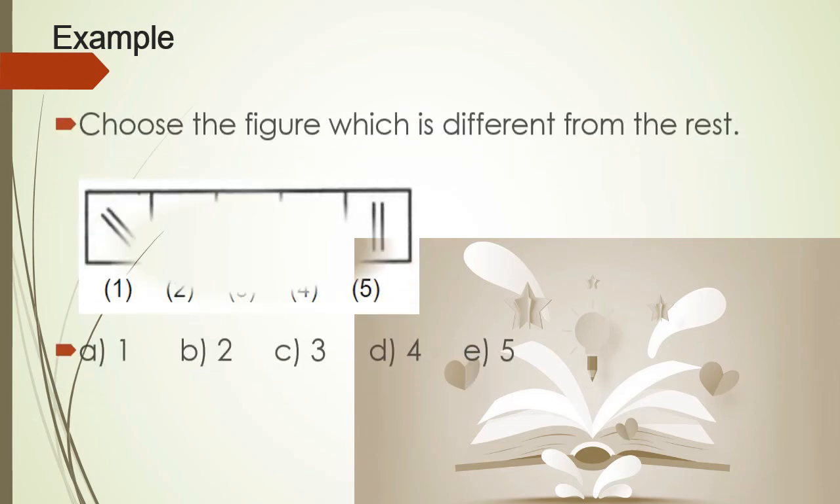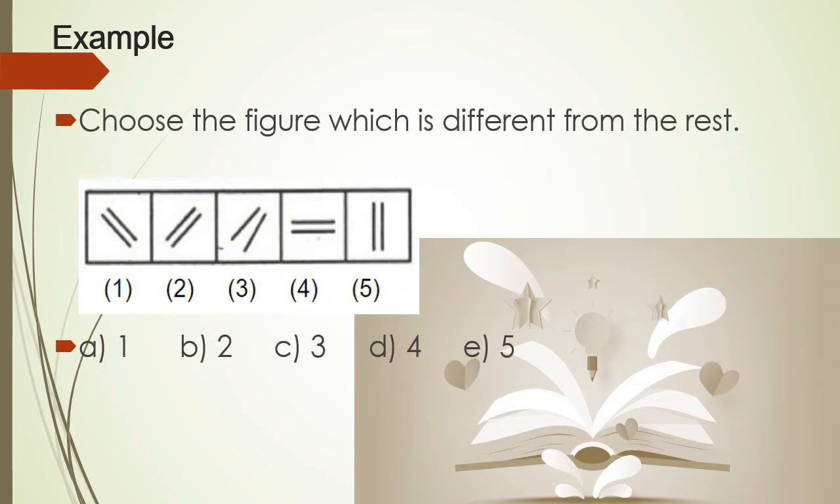The question is, choose the figure which is different from the rest. Here 5 pictures are given. You have to identify which one is different. You may guess your answer. The answer for this one is option C, that is the third figure, because all other figures have parallel lines, whereas the third one has lines that are in different directions. It is not parallel.